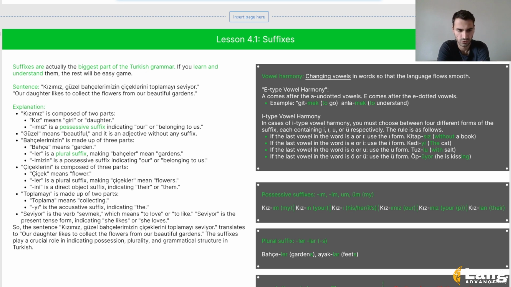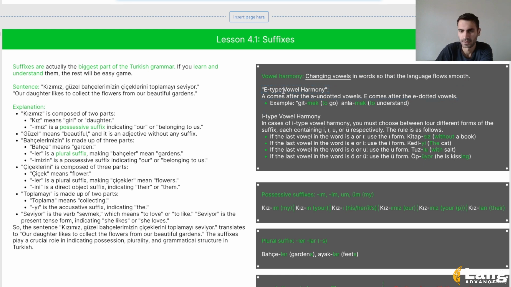In Turkish history, Turks were nomadic people, and everything was about doing things, not so much stopping, spiritual meditation. There wasn't time for this because of constant moving on horsebacks usually. That's why it's more about doing, and there are many suffixes. So let's understand vowel harmony even better. Changing vowels in words so that the language flows smoothly.